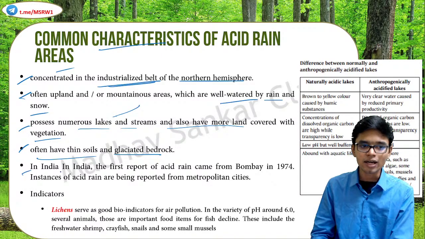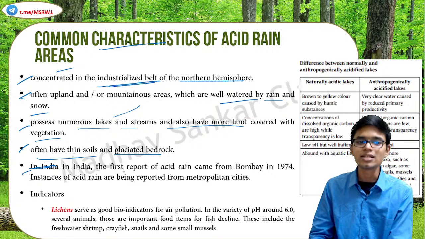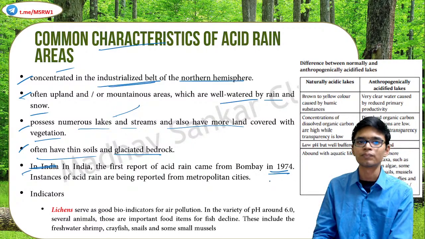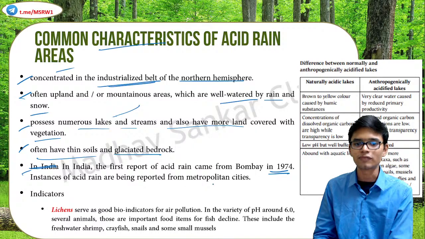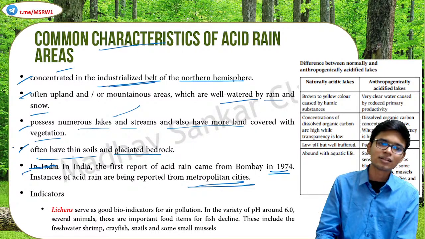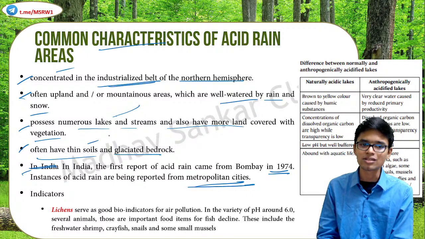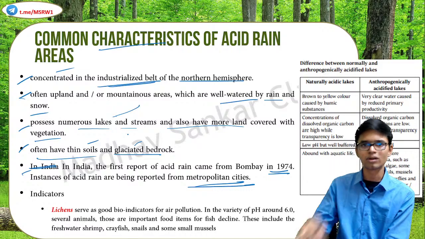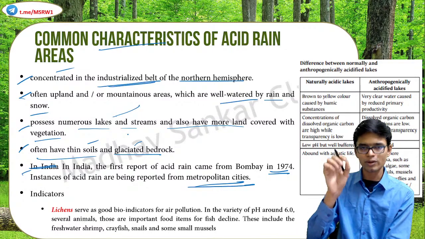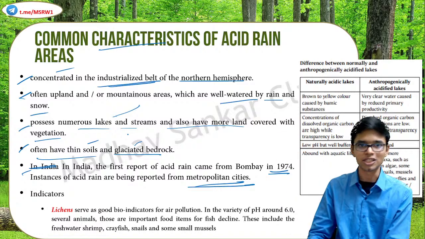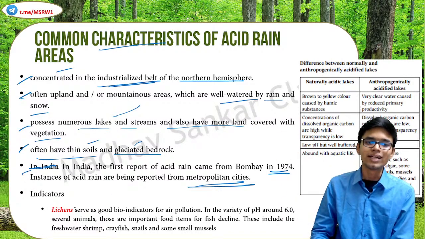Then in India, the first report of acid rain came in Bombay in 1974. Instances of acid rain have been reported from metropolitan cities. Clear? So these are the main areas. So here, often have thin soils and glaciated bedrock. What does that mean? They are mountainous regions. The soil will erode down. So thin layers of soil are usually seen in mountainous regions, which are again very favorite areas for precipitation, glaciation, snow.